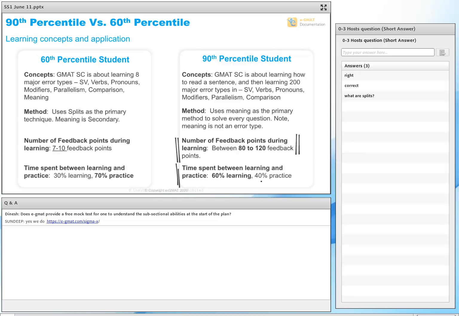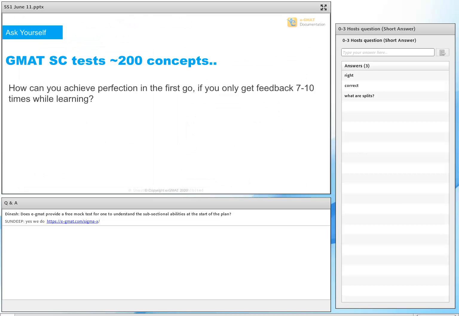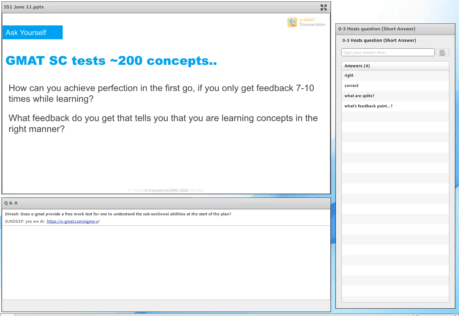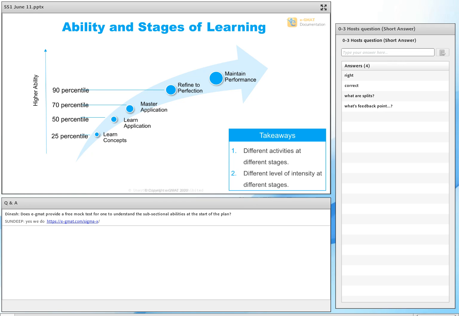And these guys spend about 60% of their time learning. Because they're spending about 60% of their time learning, they don't need to practice a whole lot of questions. When I say a whole lot, they still practice a significant number, but not thousands and thousands of questions. The questions that they practice in SC, for example, are between 100 to 200 questions. So if these grammar errors manifest themselves across 200 different sentence structures, how can you achieve perfection, especially if you have gaps there, if you get feedback only 7 to 10 times? The other thing is, what does that feedback tell you in terms of improving on the errors that you're making? Remember, if you don't do this right, this has no relevance, because whatever practice you do, you're going to do on a shaky foundation.